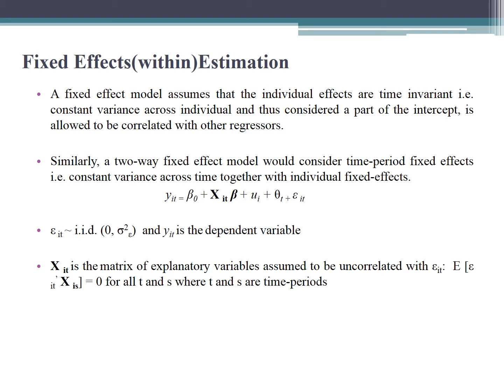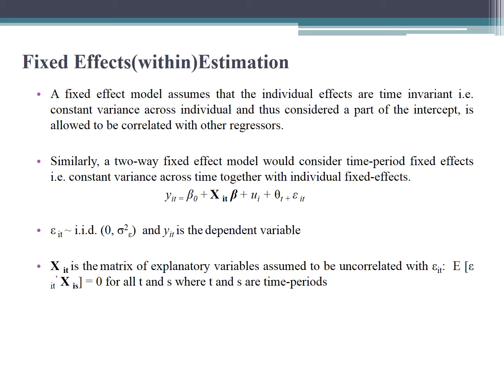Two-way fixed effect model would consider including time period fixed effects, which means constant variance across time together with individual fixed effect. So we can see the model looks like this, where we included mu_i and theta_t. So mu_i are lock specific, simply individual specific effects, and theta_t are time period specific effects.